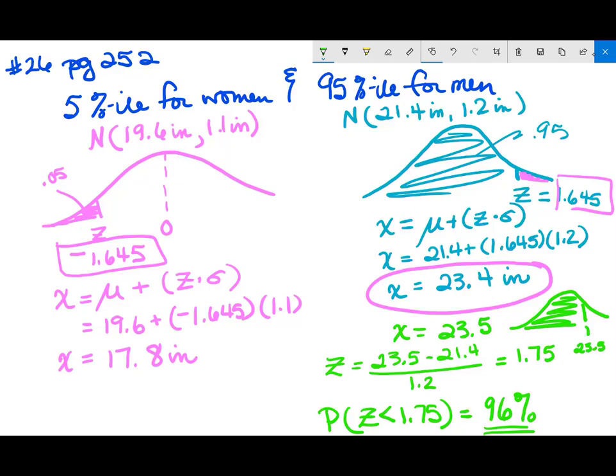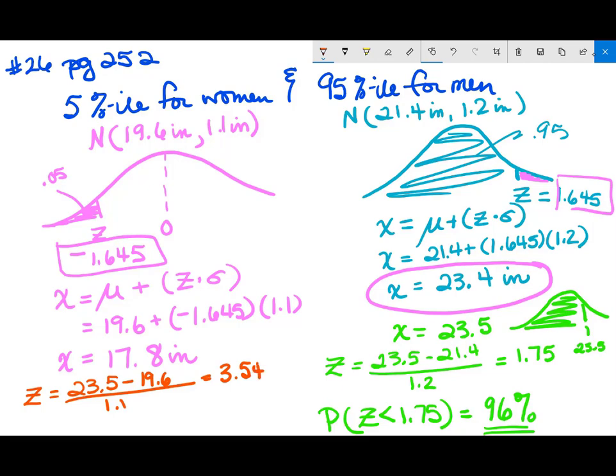Now let's do the same thing for the women for the same table height. So this time my z-score is going to be 23.5 inches minus 19.6 divided by 1.1. So my z-score comes out to be 3.5.